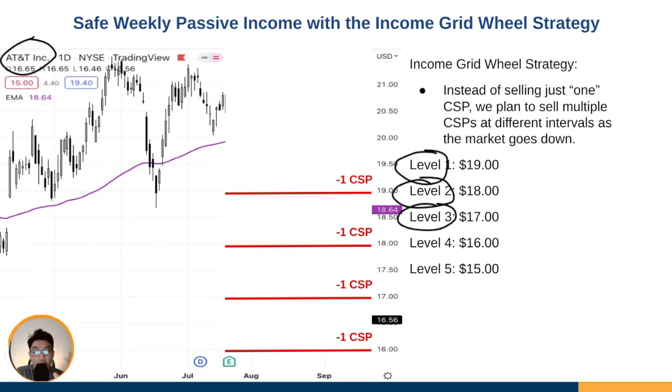But again, this is not a recommendation for you to get into AT&T, okay? Just make that clear. Now, for this, what you want to do is have multiple levels where you're selling this cash secured put so that you do not get caught in just one level, right?